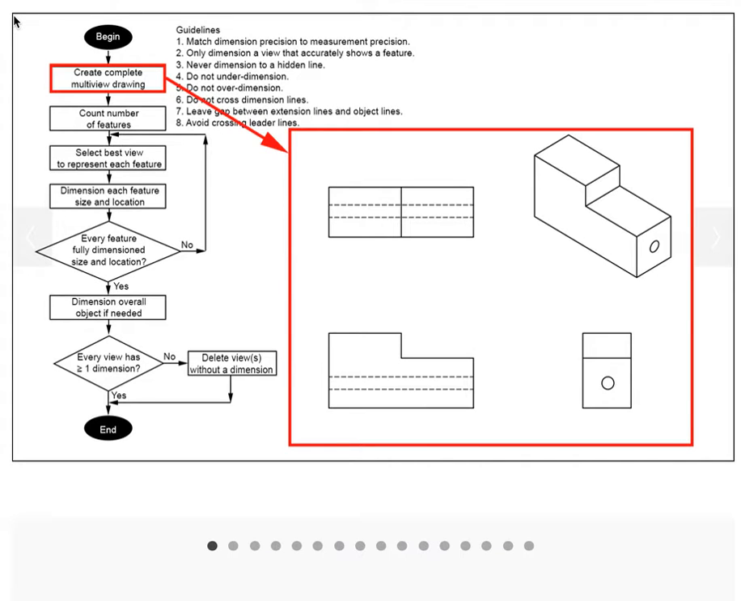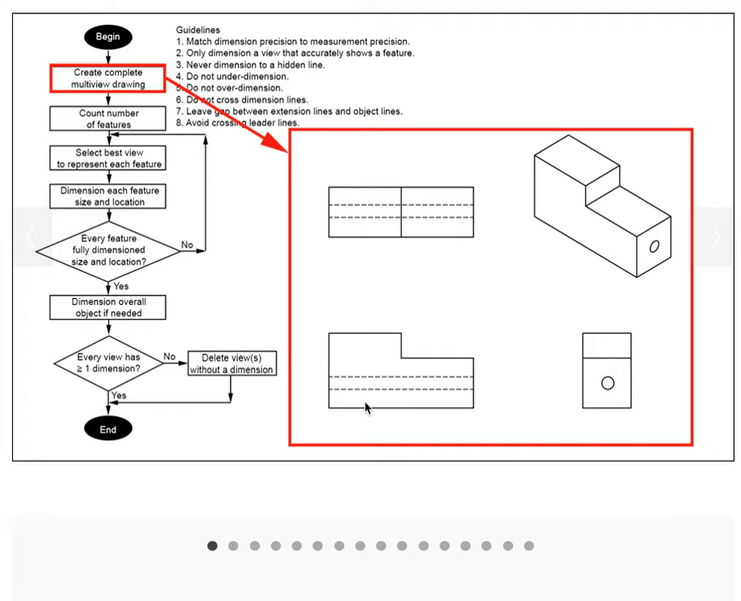All right, here we're going to look at the dimensioning flowchart and dimensioning guidelines and try to put those together. Help you learn how to dimension an object. So first of all, let's complete that multi-view drawing. Done, right? We got our front view, got our top view, and we got our right view. Top view's above the front, right view's to the right of the front.